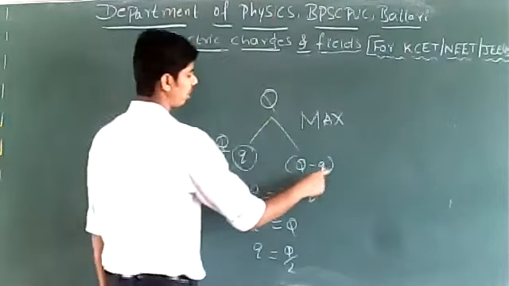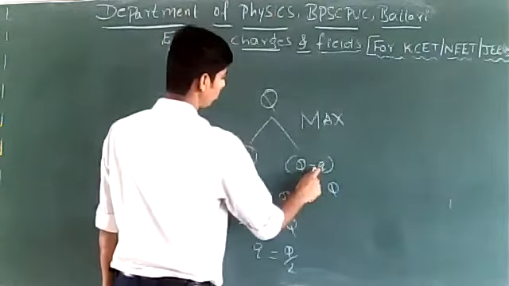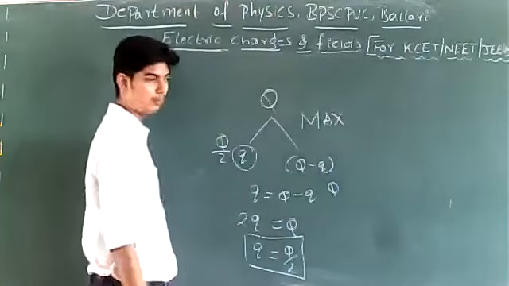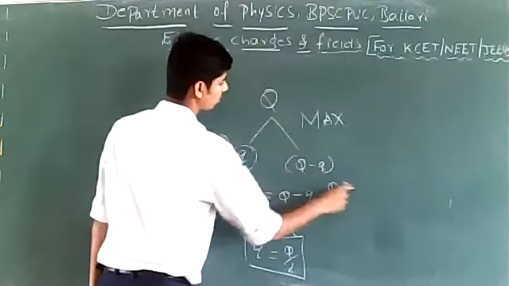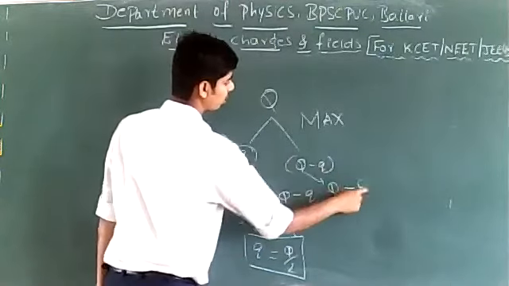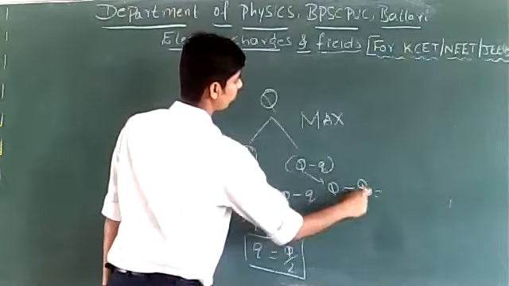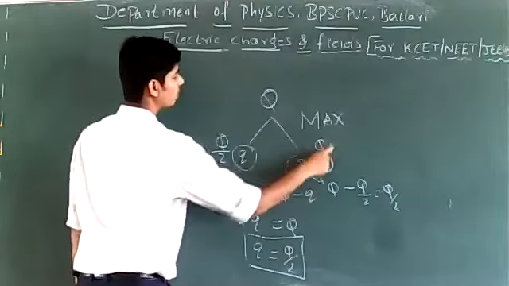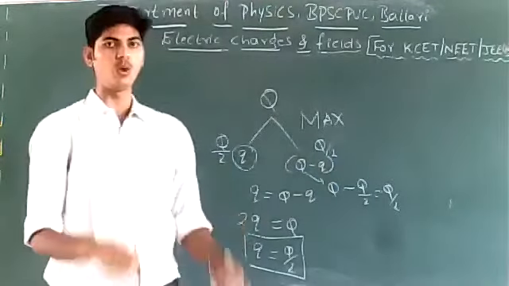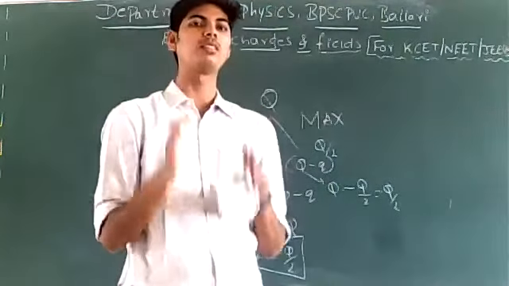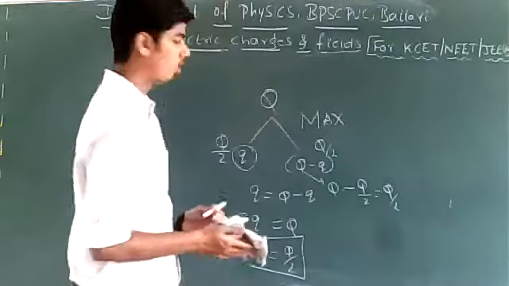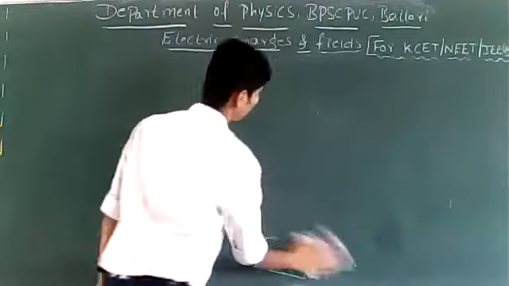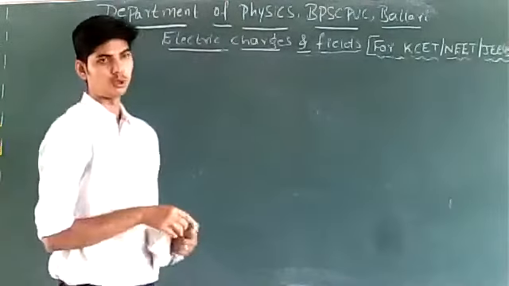So what will this be then? See, small q is equal to capital Q by 2. So Q minus Q by 2 will be Q by 2. So this charge must be divided into two equal parts so as to get maximum force between them, right? So this is regarding division of a charge into two parts so as to get maximum force between them.